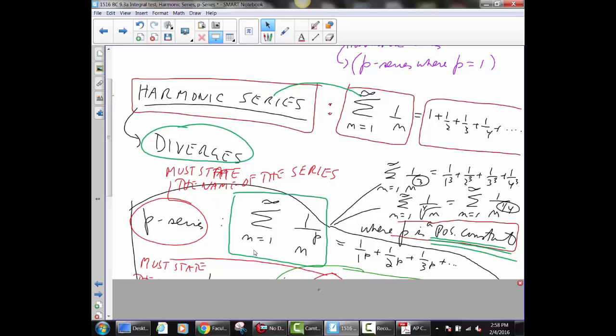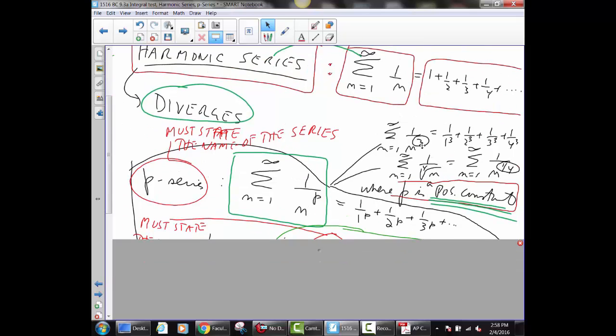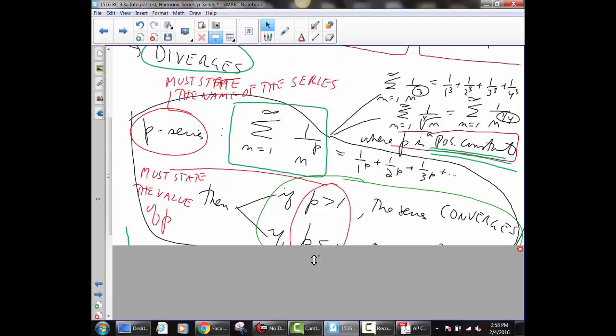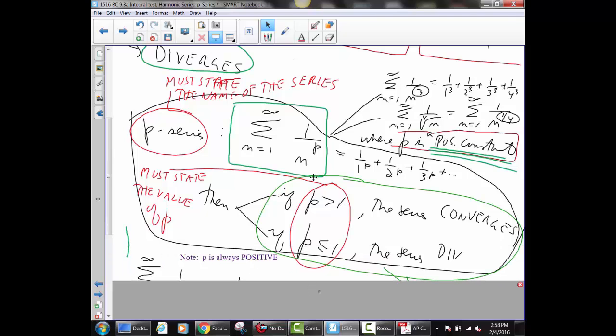Now a p-series is, instead of 1 over n, it's 1 over n to the power of p. So, for example, 1 over n cubed, 1 over the fourth root of n, which is 1 over n to the 1/4. Okay? So you have to state the value p, just like with geometric, where you have to tell me the value of the common ratio. So here you have to establish whether that p, that exponent, is greater than 1 or less than or equal to 1. P, by the way, is always going to be positive, okay?